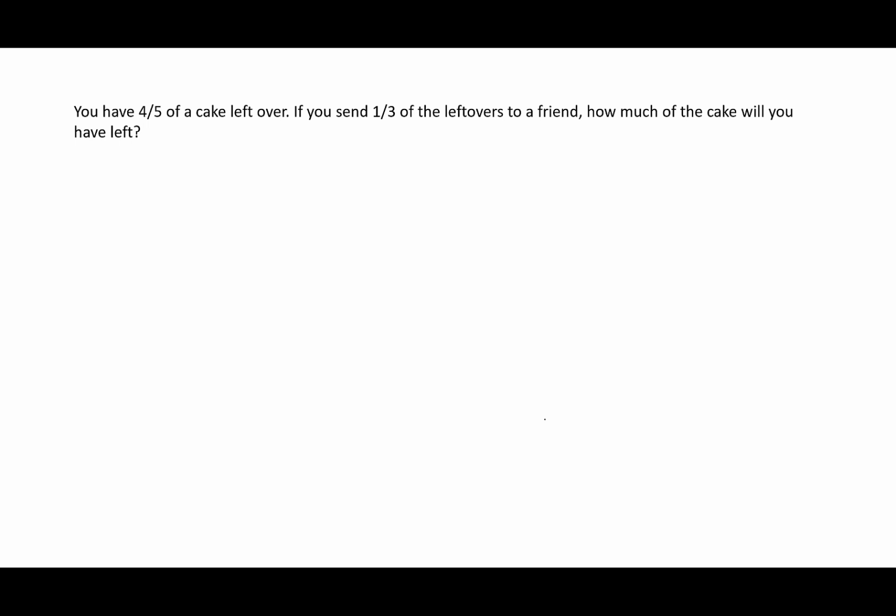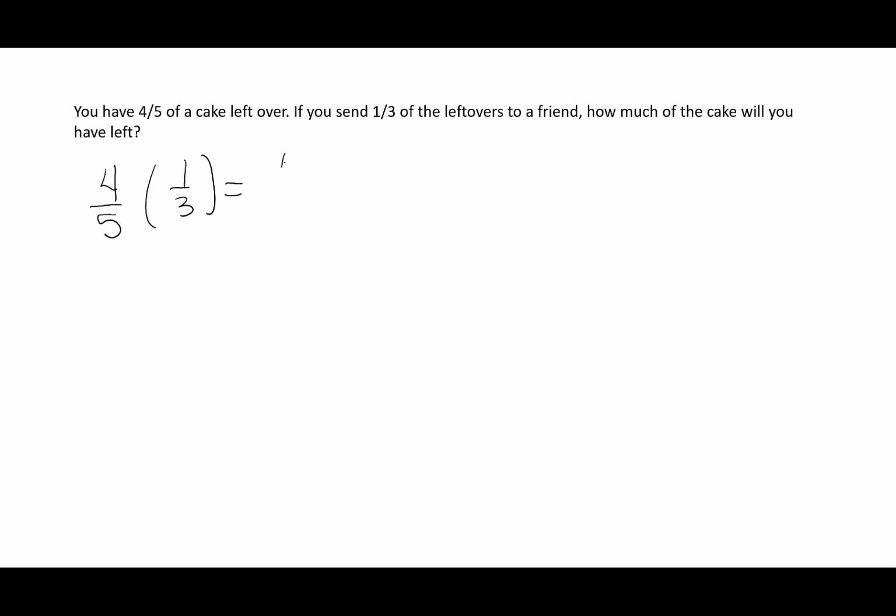This says you have 4/5 of a cake left over. You're going to send 1/3 of the leftovers to a friend. How much do you have left? I'm going to show you 2 ways to do this. So we're going to start with, we have 4/5 of a cake. We're giving 1/3 of it away. So let's look at what that looks like.